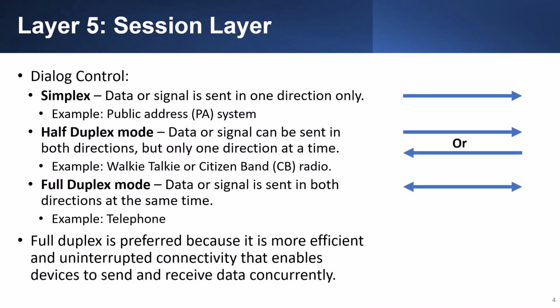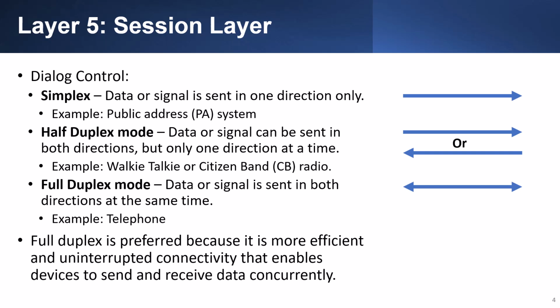For dialog control, simplex is where the data or signal is sent in one direction only. The example would be your public address or PA system. Half duplex mode is when the data or signal can be sent in both directions, but only one direction at a time. Example, walkie-talkie or citizen band or CB radio.